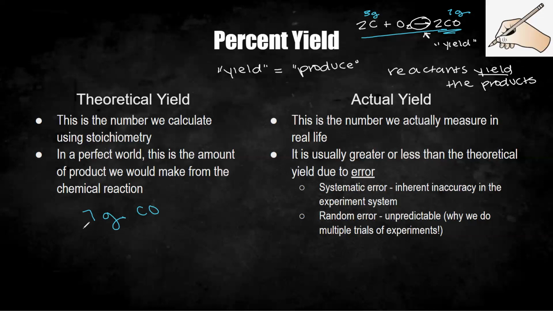So if we had a theoretical yield of 7 grams of carbon monoxide, maybe our actual yield looked more like 5.3 grams of carbon monoxide. Maybe I spilled some reactants. Maybe something happened. Maybe I left the window open of the lab and it blew away some particles. I don't know, but this is our actual yield after performing that experiment in real life and that chemical reaction in real life.